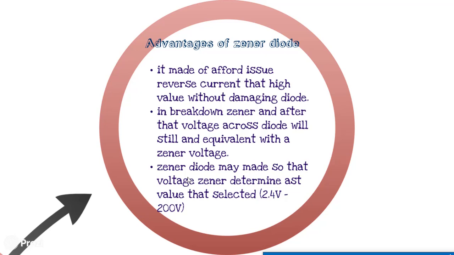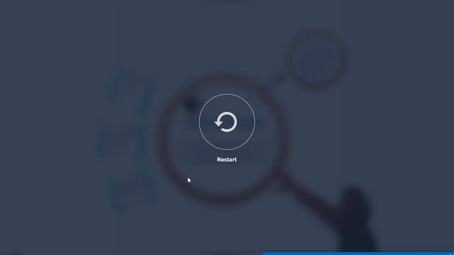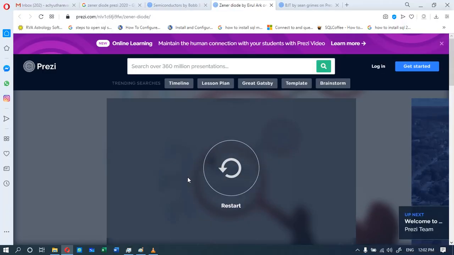So wherever we require a high reverse current without any change in the circuitry properties, we'll be using this. Similarly, in breakdown, after the Zener voltage, the voltage across the diode will remain equivalent to the Zener voltage, so it is going to be safe even in reverse bias conditions. The Zener voltage set value can be selected from 2.4 to 200 volts depending upon the requirements of the electronic circuit. So this is exactly a Zener diode.